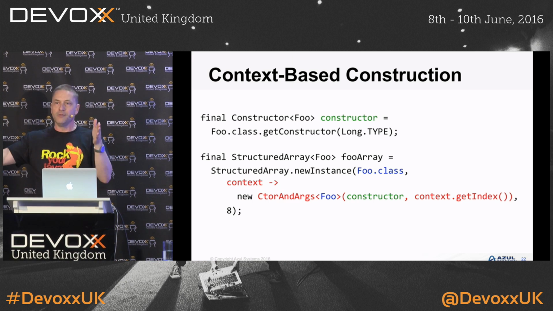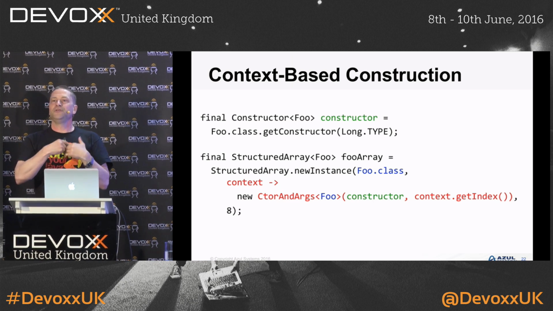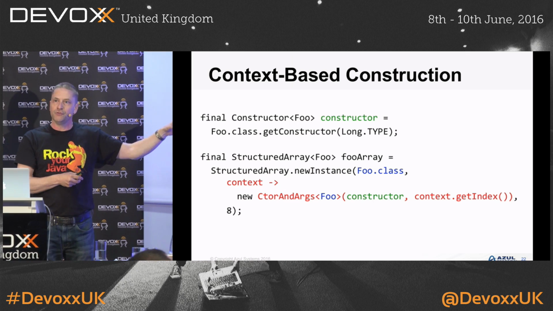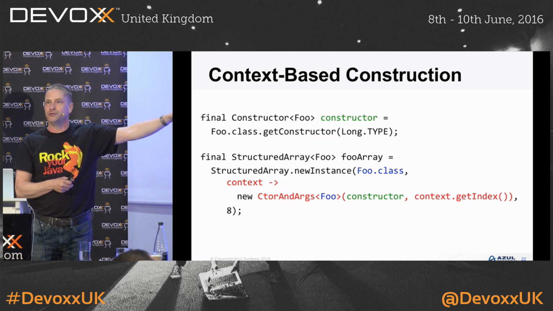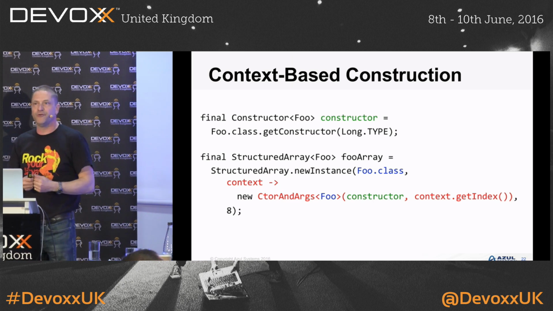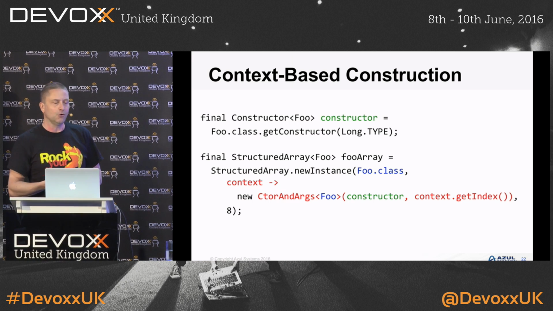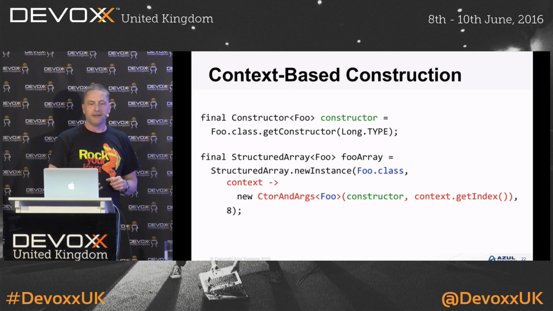So all the way through the 8 objects that we create, the index will be passed into the constructor as they're created. Obviously, if you want to do more complex things, then you can do that. It's very easy to change the way that CtorAndArgsProvider works, and you can simply do whatever you need in terms of constructing the objects that you want to put into the StructuredArray.